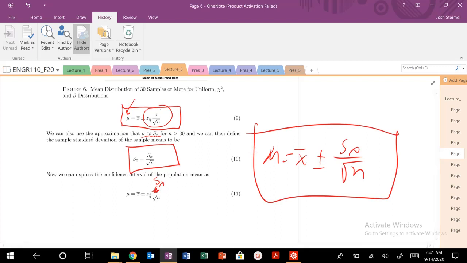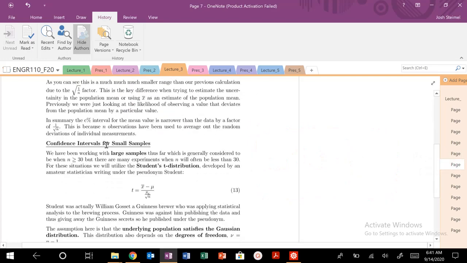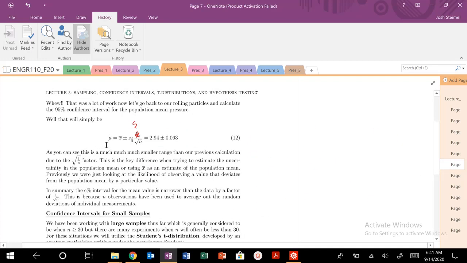This is the equation we'll use moving forward in this course to give our confidence bounds on where our true population mean, mu, will fall. That's it. Fun little derivation. So now we can go back to our rolling particles and calculate that 95% confidence interval. You'll see it shrinks. We have much more confidence once we look at the sample mean. So it's just x bar plus or minus z c over 2 divided by the square root of n.